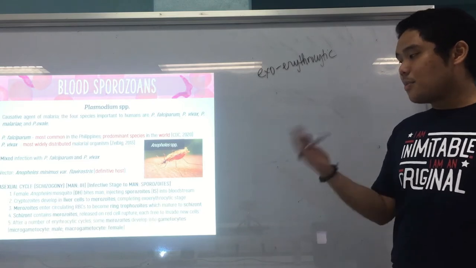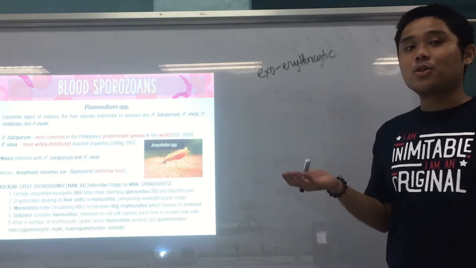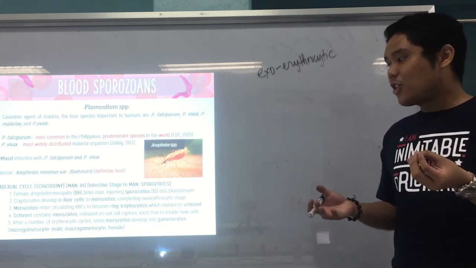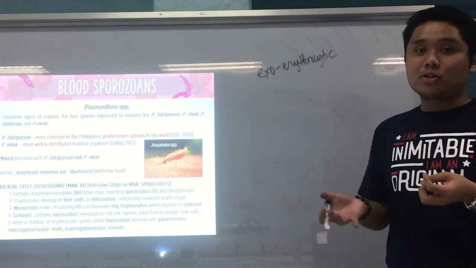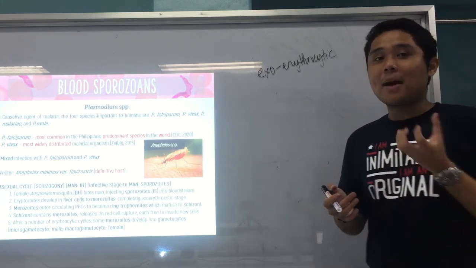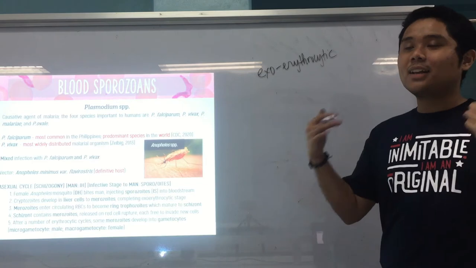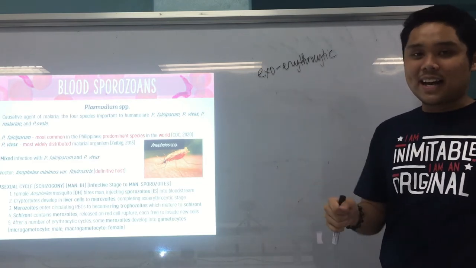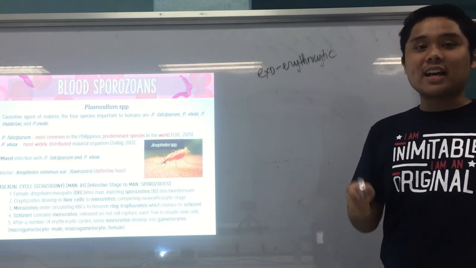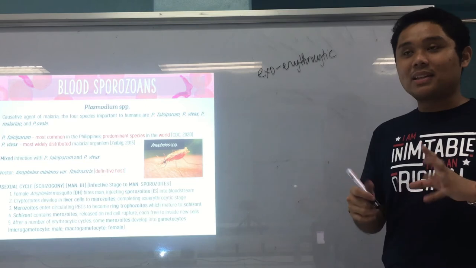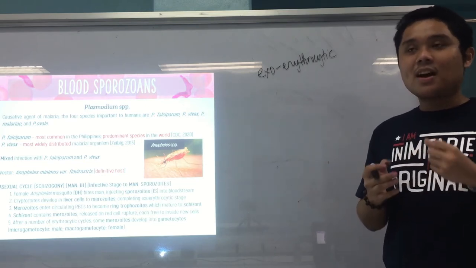And of course, after a number of erythrocytic cycles, some of the merozoites again become gametocytes. Microgametocyte is the male, macrogametocyte is the female. So the microgametocyte, the male, is smaller than the female. The female is the stronger one. Yes, woman empowerment, even in malaria. So macrogametocyte is the female, microgametocyte is the male. Alright, so that's what happens inside the body of humans.